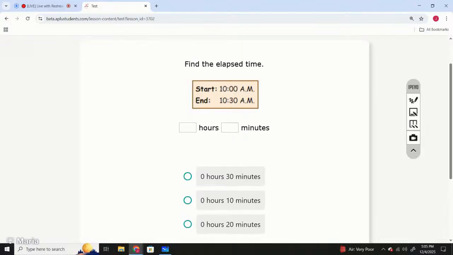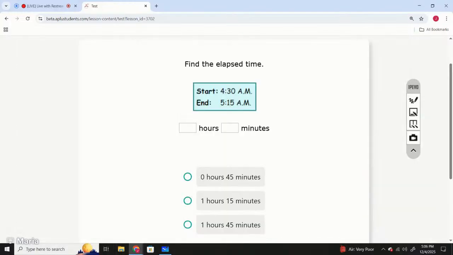Find the elapsed time from 10 a.m. to 10:30 a.m. So from 10 to 10 we have 0 hours, and from 0 to 30 it is 30 minutes. So 0 hours and 30 minutes. Option number 1 is the correct option.